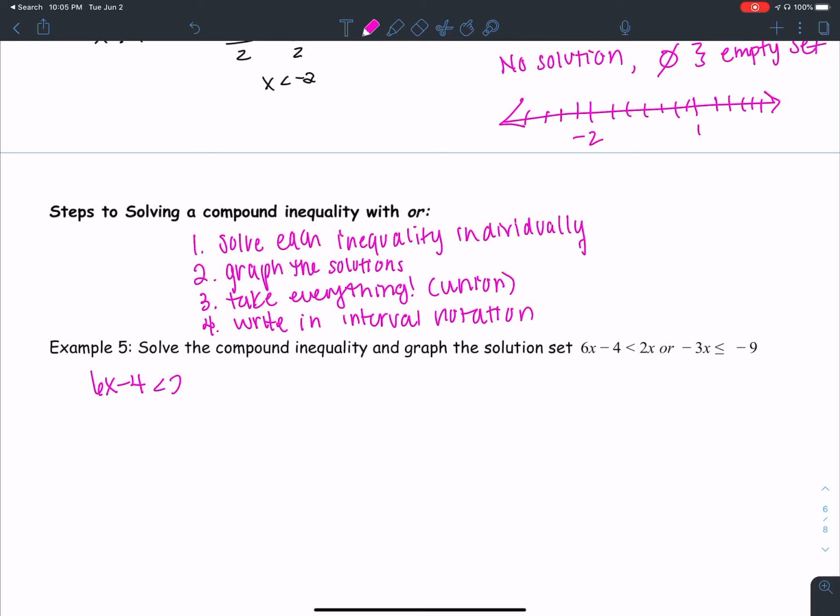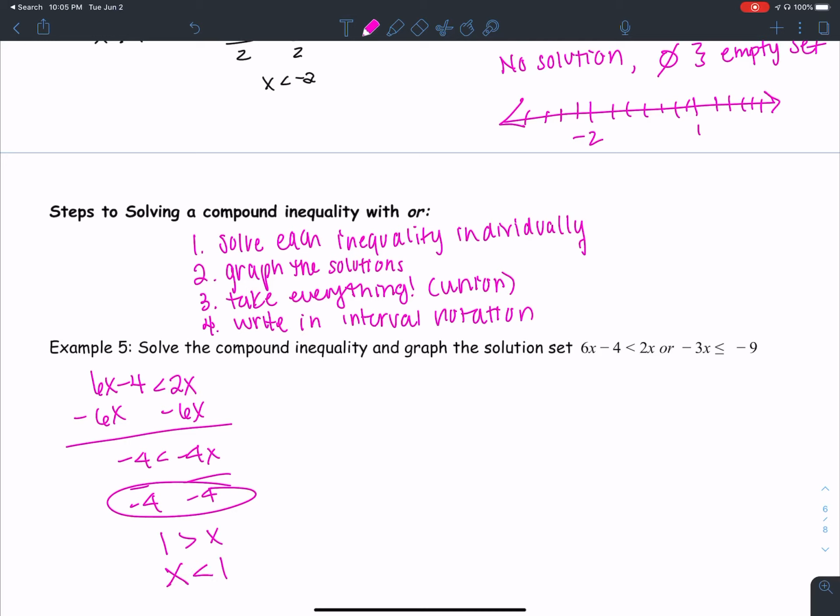6x minus 4 is less than 2x. Now this time the x is on the right, so I need to move the 6 over. Then divide by negative 4, so I'm dividing by a negative, so the inequality flips: 1 is less than x. If you really like the x on the left, switch it around, make it x is greater than 1. Just make sure when you flip it, you change the sign. That's totally fine.